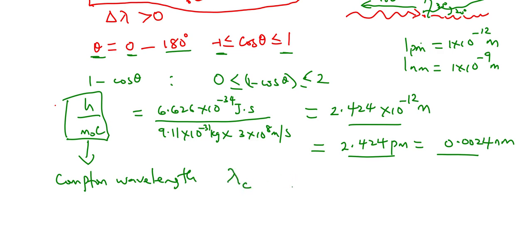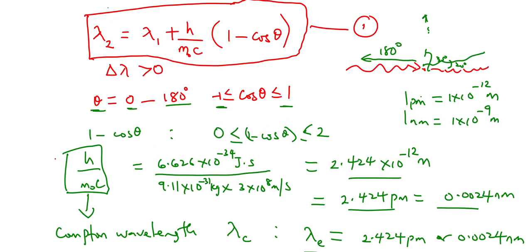For the electron, the reason I say for the electron is because we use the rest mass of the electron here, 9.11 times 10 to the power minus 31. So for the electron, the Compton wavelength is 2.424 picometer or 0.0024 nanometer. For the proton, you can easily calculate. All you need to change is this mass. You change it to the rest mass of the proton. So we know this Compton wavelength now.